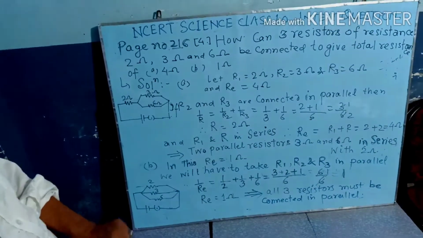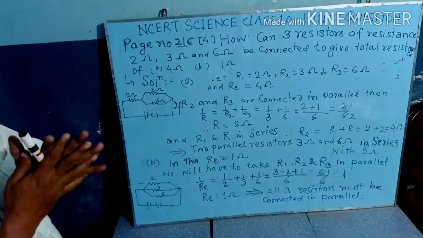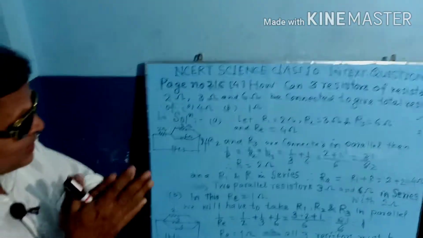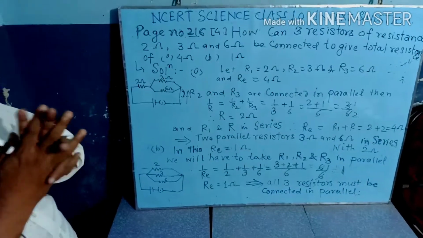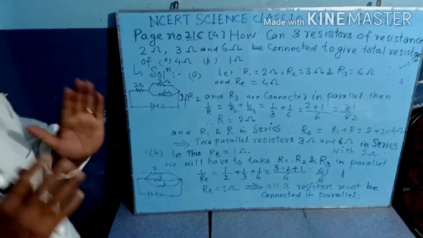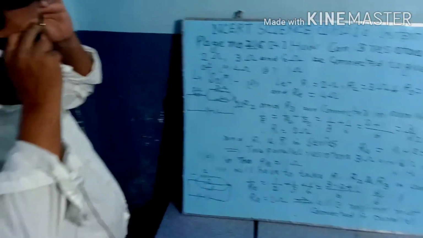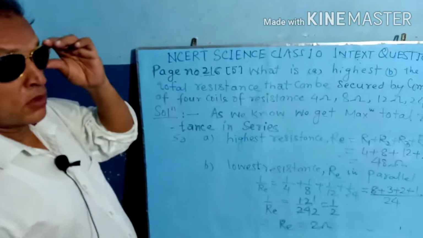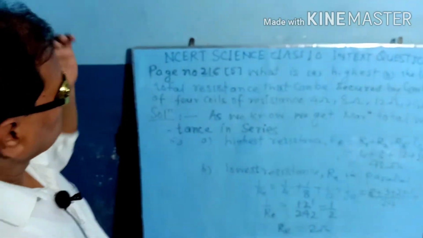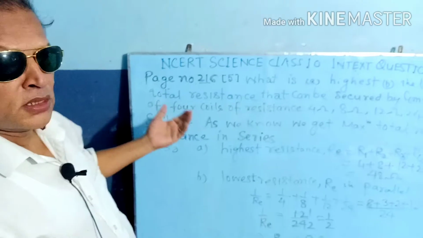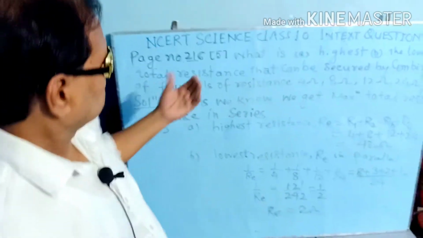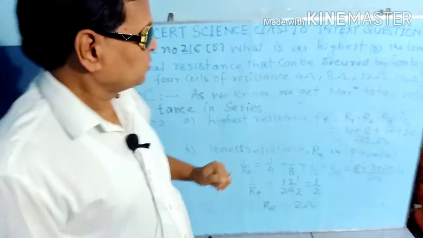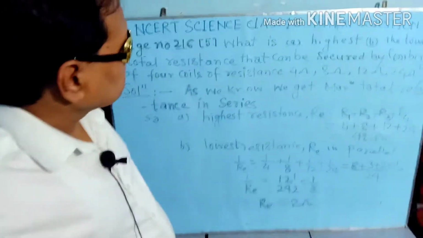How have you got 1 ohm total resistance? By connecting all the 3 resistors in parallel. So this was all about this numerical solution. Let us see in the next page. Now come to the next problem of page number 216. Here fifth problem is to be done.